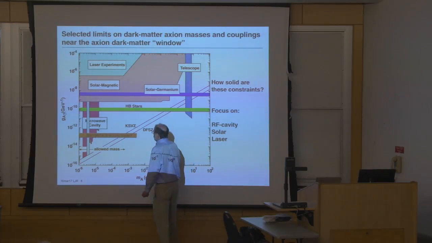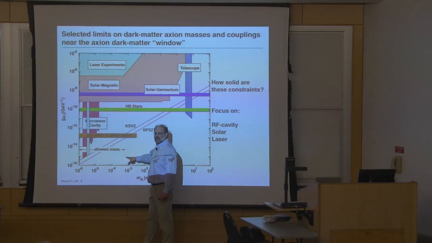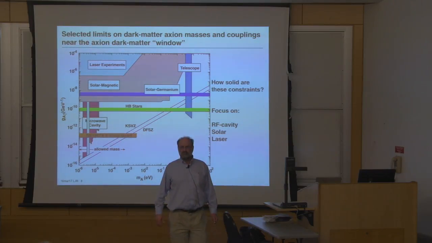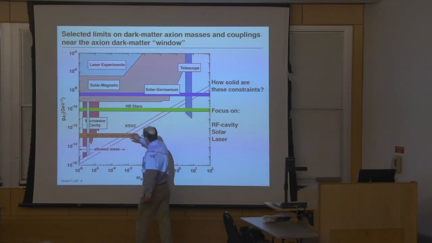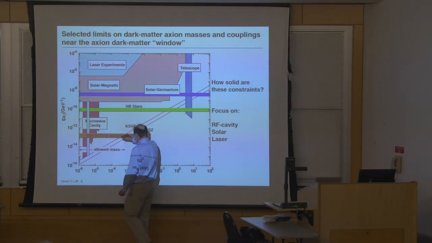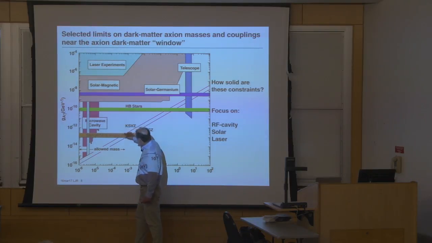If the axion is the dark matter, it has to be below this line. If the axion were much heavier than around 10 to the minus 3 milli-electron volt, you would have started to detect it in astrophysical contexts. So there is a narrow band, from about 10 to the minus 6 to 10 to the minus 3, where the axion could live. In mass, it has to live somewhere in this band.